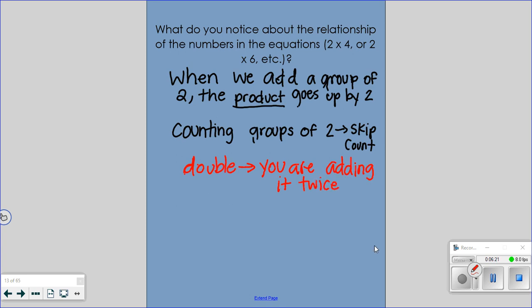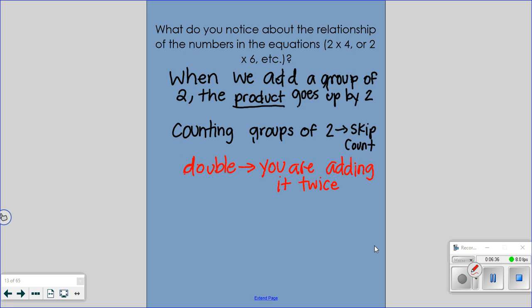We are adding it twice, similar to how we skip count. If I want to double 2, please don't bang on me to get my attention, just be patient. We would say 2, 4. Or I could double 2 by adding it again. That would get me to 4.